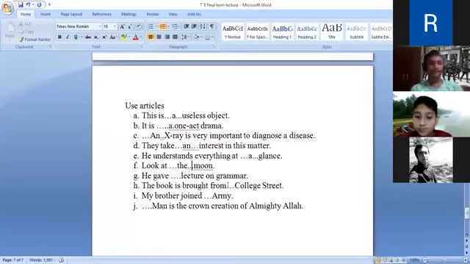For example, the sun, the moon. Because in this universe, you have got only one sun. We don't have more than one sun. Sir, if it is star, then what will we use? Sir, star? There are many stars in the sky.